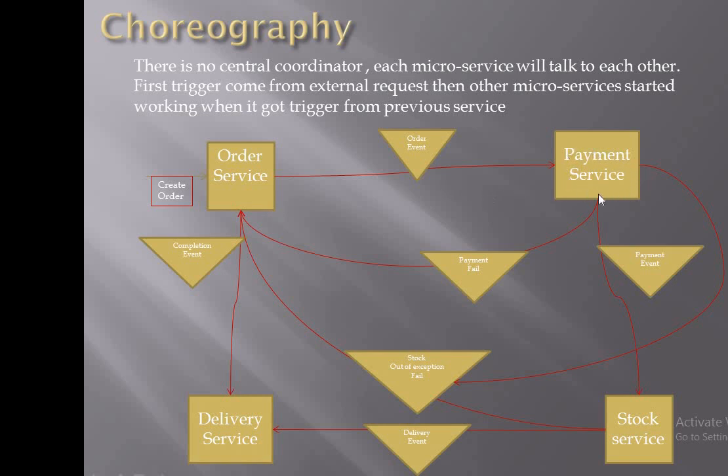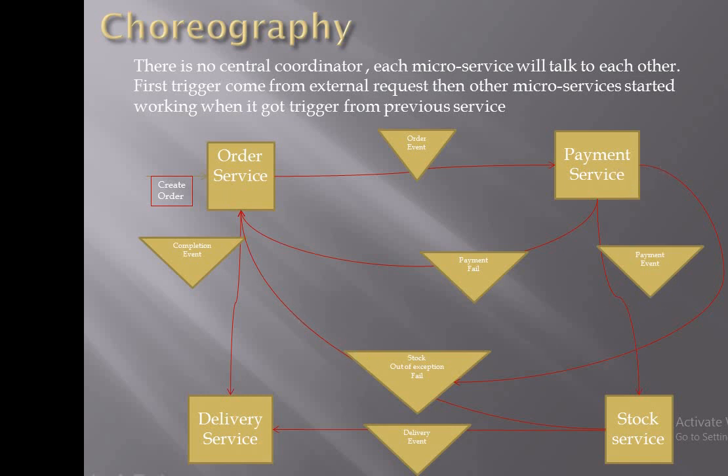If payment is done successfully in payment service, it will trigger a payment event and it will be listened to by stock service. Now stock service will check if there is proper stock of that item or not. There are two cases. One, stock is there, then it will generate a delivery event and send that message to this queue. Or this stock service may fail because that item is out of stock. Then it will send that message to the stock out of stock exception fail queue.